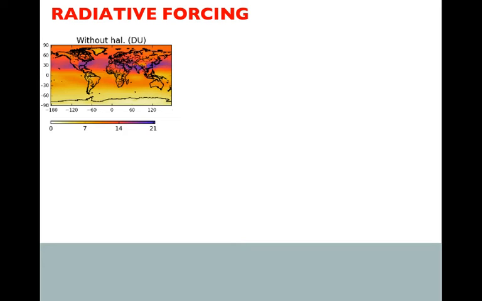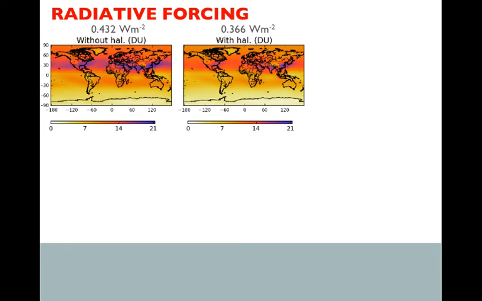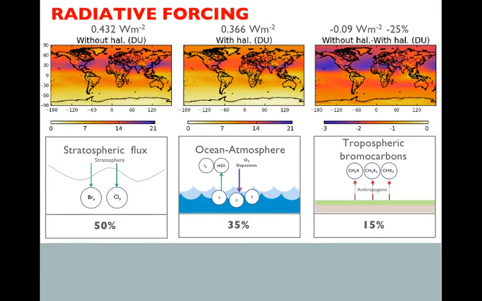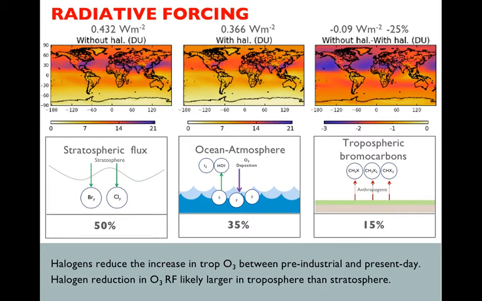The reasons for that are that in the present day there's a larger flux of halogens from the stratosphere. Also, the source of iodine from the ocean increases because that depends upon the ozone concentration over the ocean. So we're ejecting more iodine into the atmosphere in the present day than in the past because there's more ozone. And we've increased the tropospheric bromocarbons in the present day. So overall, the increase in ozone reduces because there are more halogens in the present day than there were in the past.